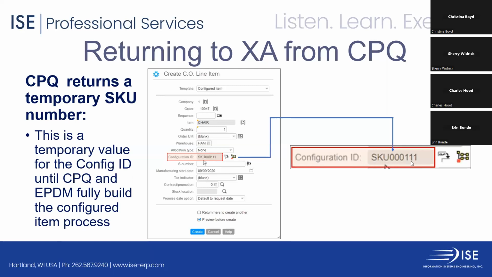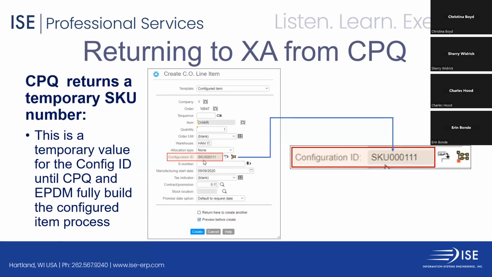Okay, and that means XA and CPQ are still talking to each other, and they're still figuring out how to build a unique configuration in XA. So that's what that means. You expect that to be there momentarily. Obviously, if it's been too long, then you have an issue, and you can figure out what happened.